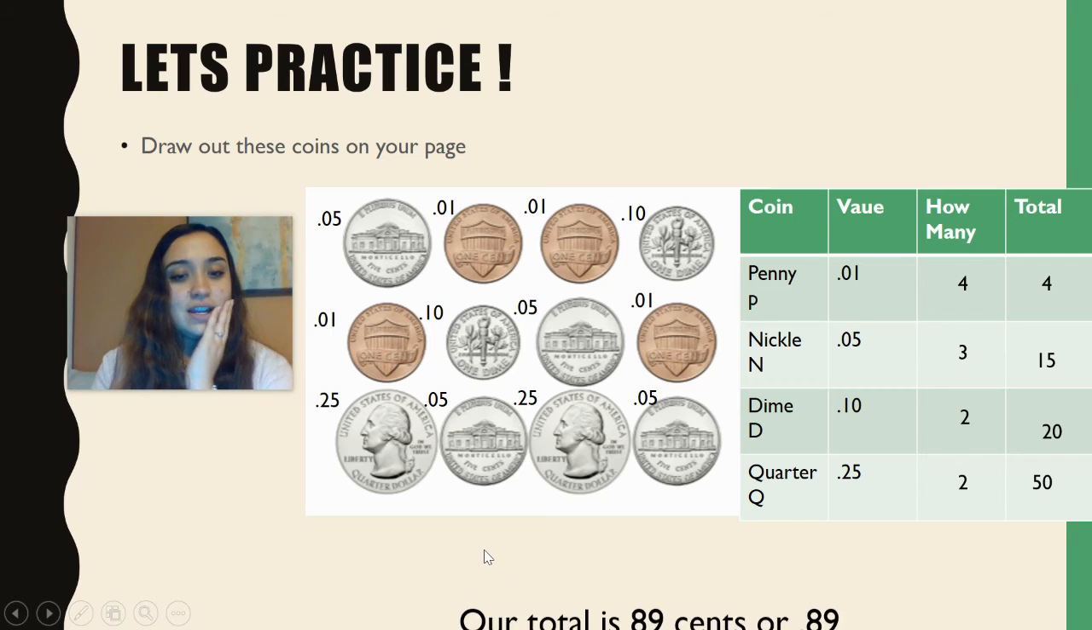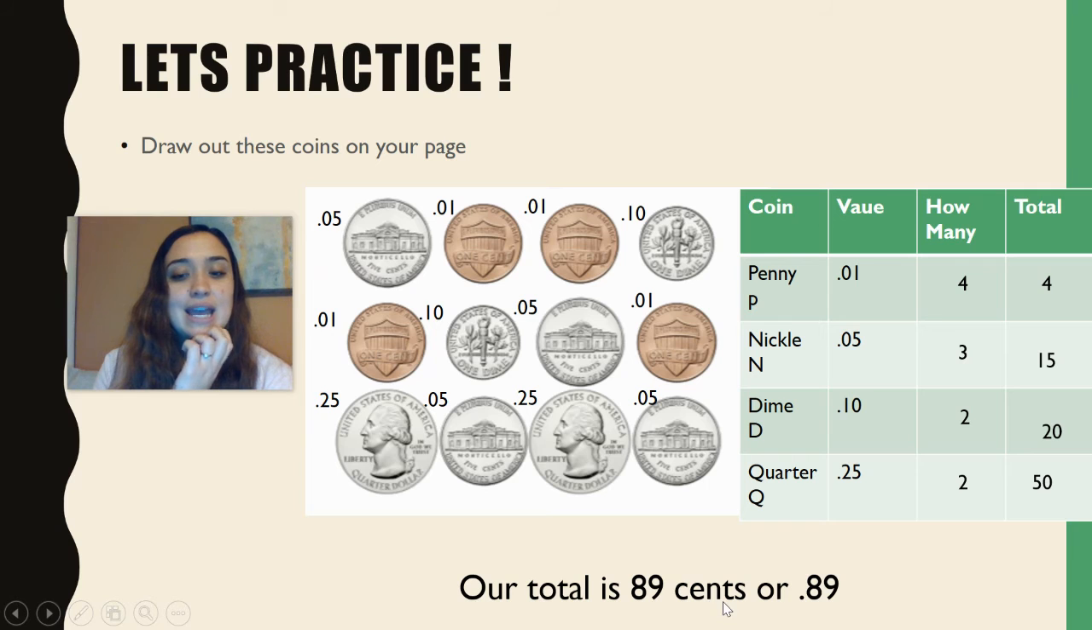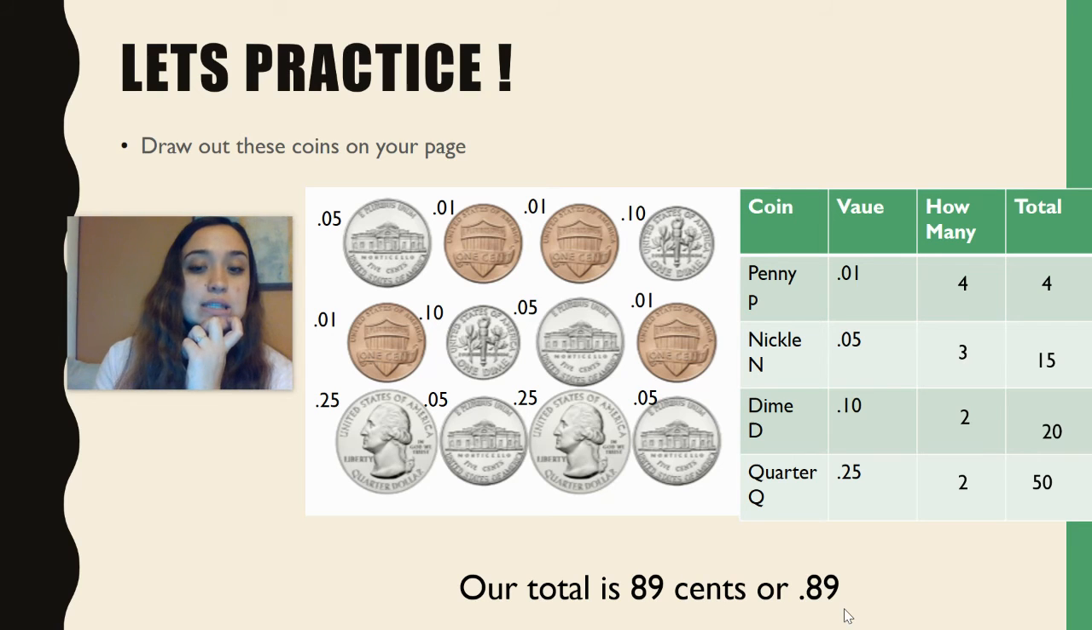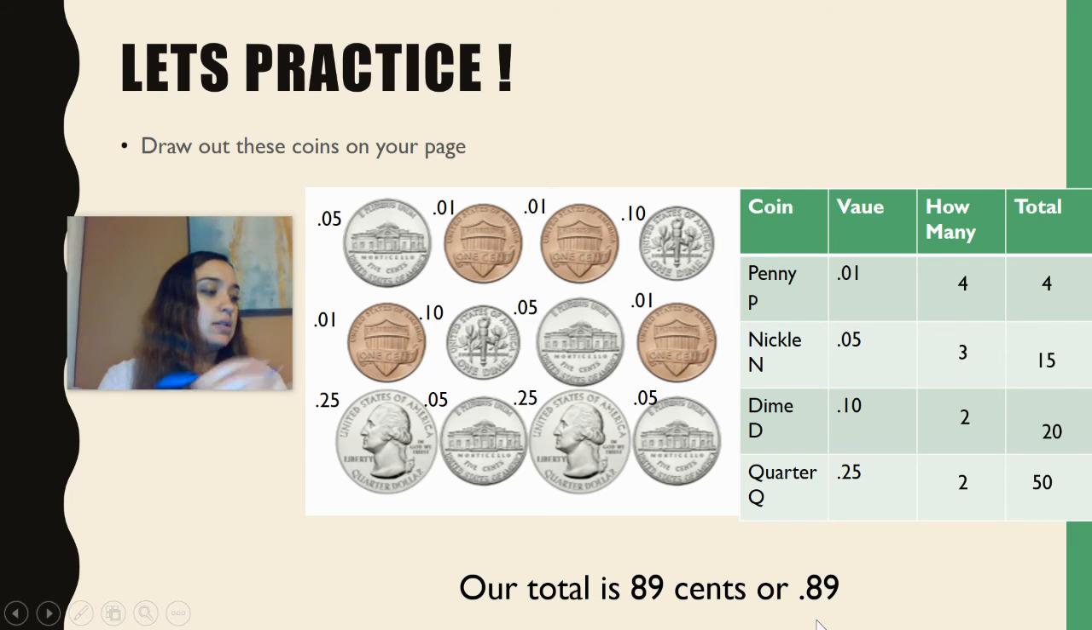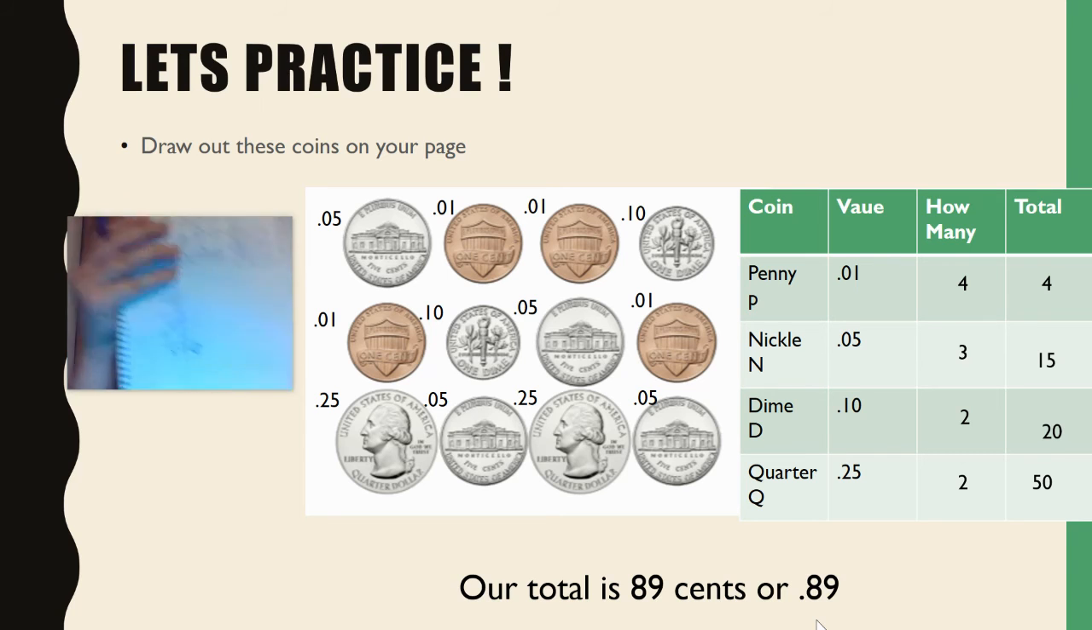89 cents. Very good. So our total is 89 cents, or we can write it 0.89. All right, you can see it both ways, or we can also see it like we wrote in our chart. Okay, I can also see it like this, 89 with the cent symbol next to it.